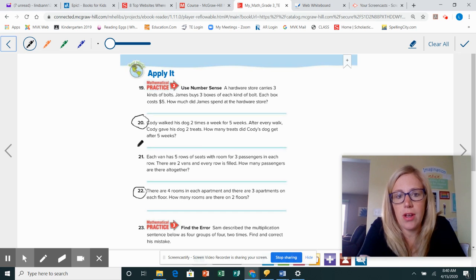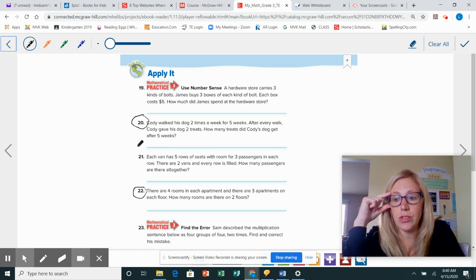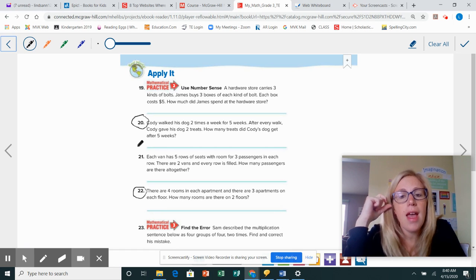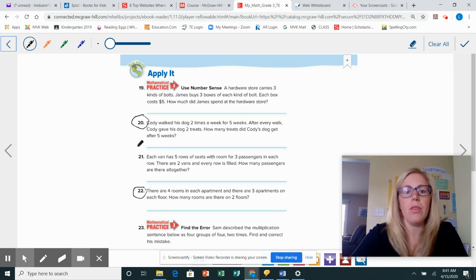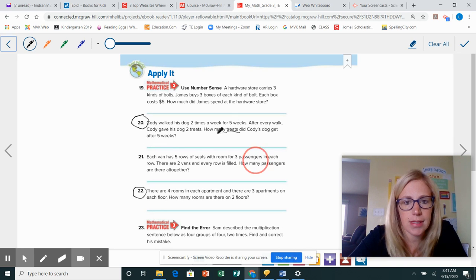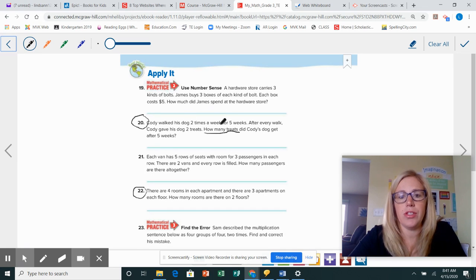Cody walked his dog 2 times a week for 5 weeks. Okay, so I want the picture in your head, 2 times a week for 5 weeks. After every walk, Cody gave his dog 2 treats. How many treats did Cody's dog get after 5 weeks? Okay, so we're looking for the treats. So I'm going to start with that first sentence. Cody walked his dog. So 2 times a week for 5 weeks.